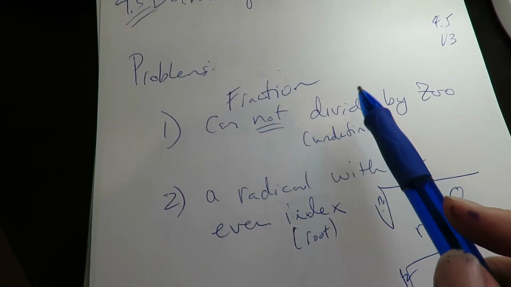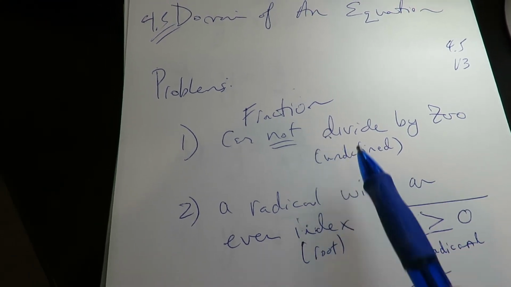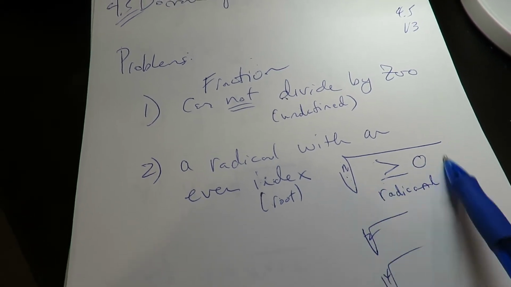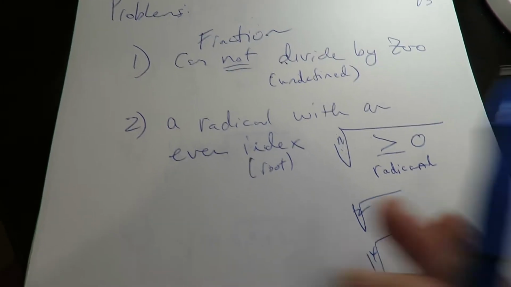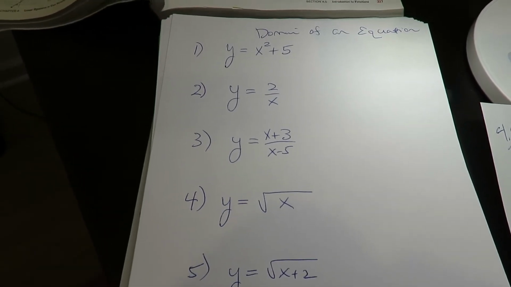So the two cases you want to think of that have problems: if you have a fraction, the variable in the denominator can't divide by 0. If you have a radical with an even index, you have to restrict what's under here, the radicand, to being greater than or equal to 0. All right, so here are some questions, and we're going to find the domain.